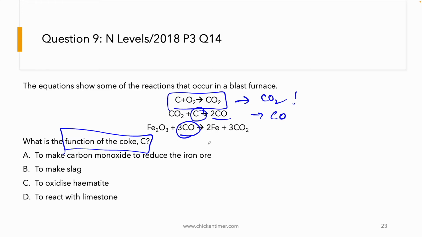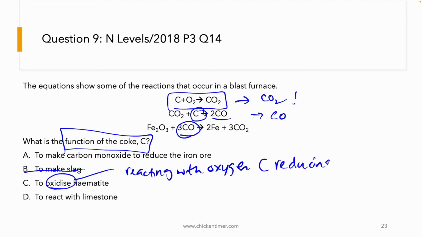So what is the function of this coke? Does it make slag? Okay, look at B. Does it make slag? No, right? So that's out. Then part C, oxidize means reacting with oxygen. So carbon monoxide there is actually reducing hematite, not oxidizing. So C is out. Then coke does not react with limestone directly. Limestone decomposes. So answer is A. It makes carbon monoxide in the end here, and that is used to reduce the iron ore.